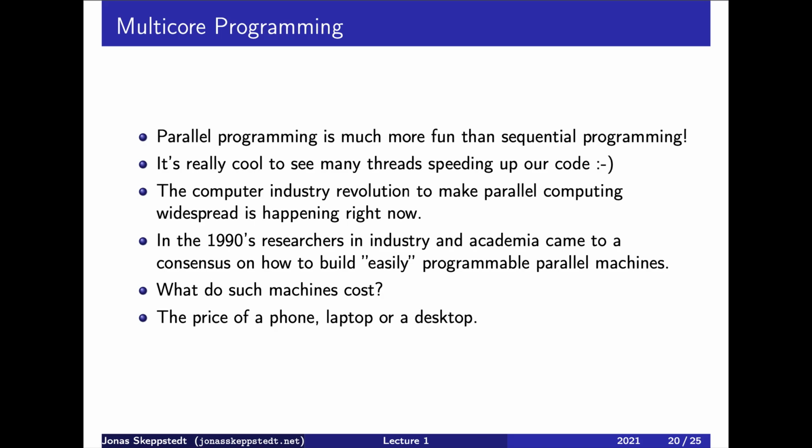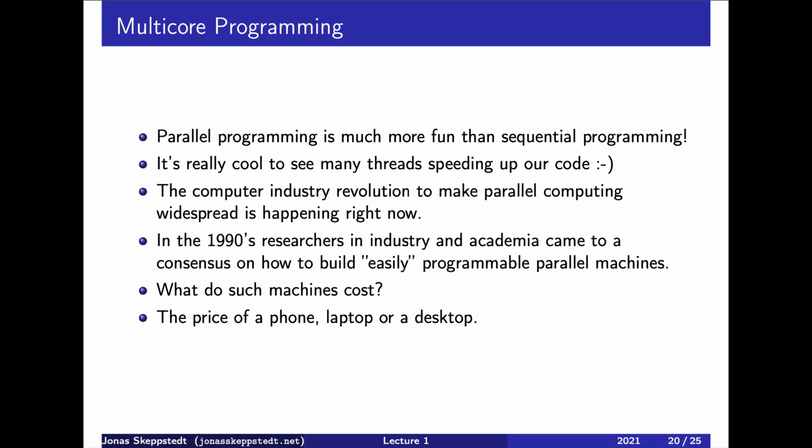Okay, more aspects of parallel programming. We are part of the computer revolution, so it is expected that we should be able to parallelize sequential algorithms. And since approximately the mid-1990s, industry and academia have come to a consensus on how to make easily programmable parallel machines. They are the machines that you can buy: a mobile phone, laptop, desktop or a server. They use the computer architecture that was researched during the mid-1990s. That means shared memory multiprocessors with coherent caches.